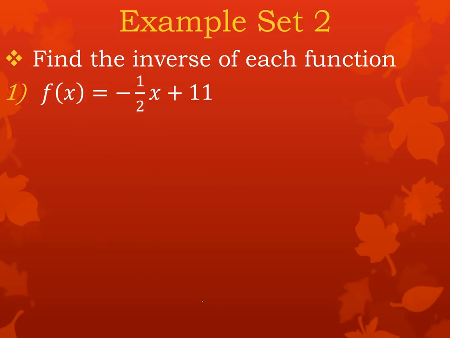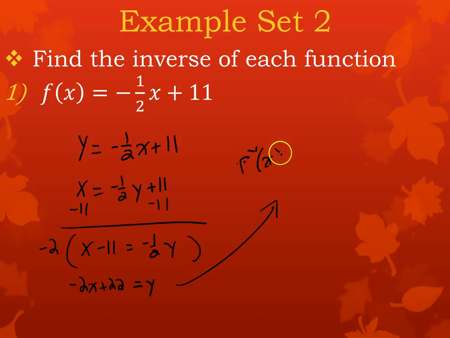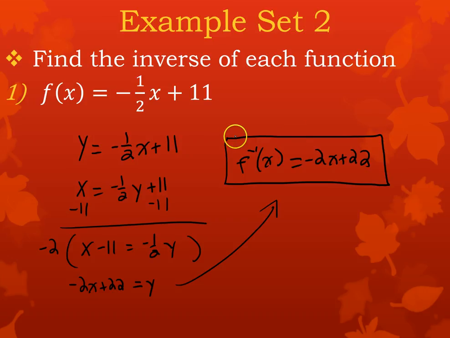So f of x equals negative 1/2 of x plus 11. Again, I want to rewrite f of x as y. Swap the y and the x. And now solve for y. So I subtract 11 from both sides. x minus 11 equals negative 1/2 of y. And then to get rid of the negative 1/2, multiply everything by negative 2. So negative 2x plus 22 equals y, which tells you my inverse function is negative 2x plus 22. Pretty straightforward.